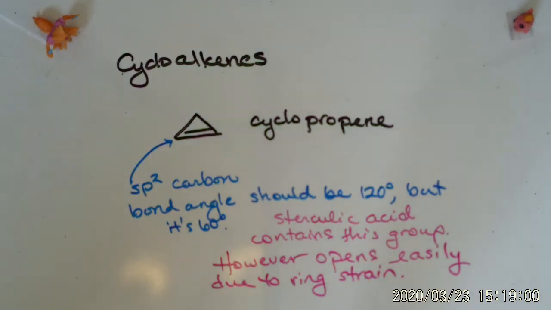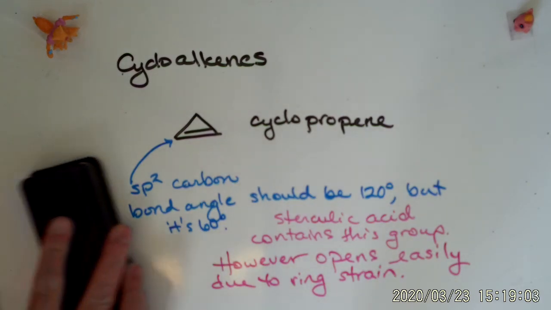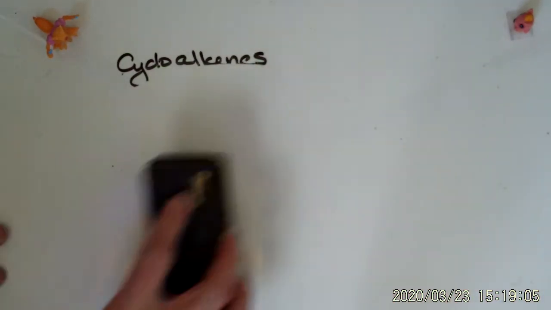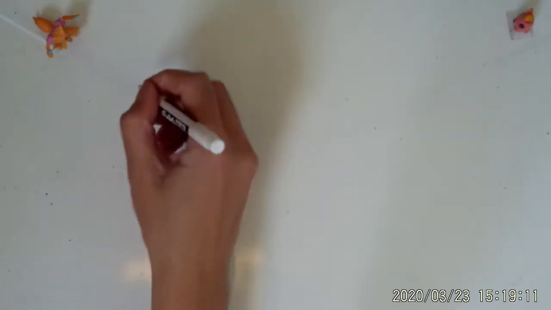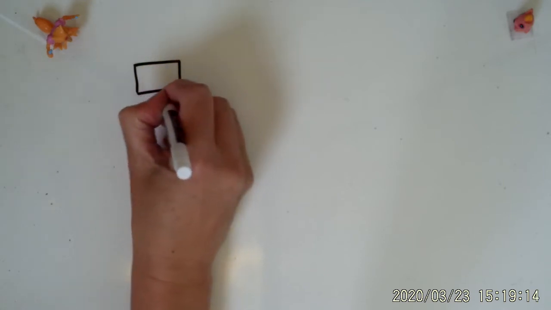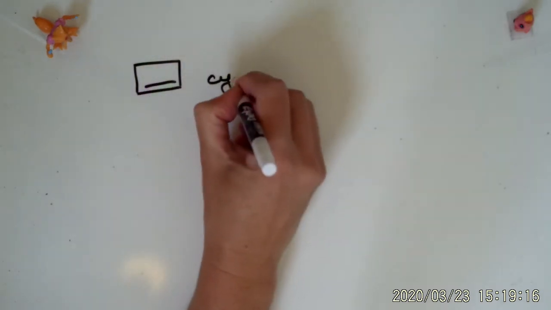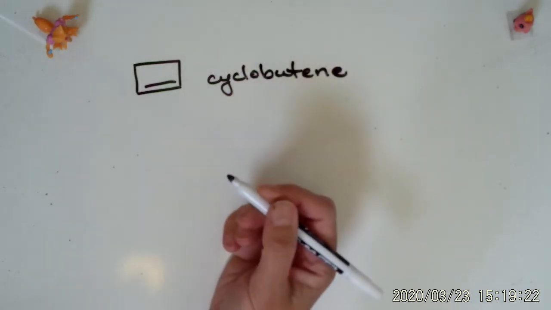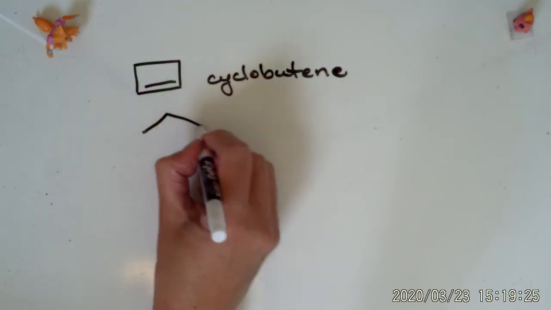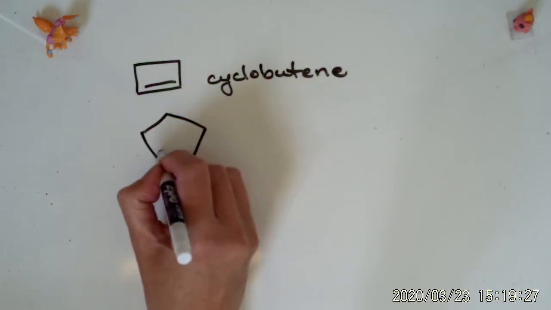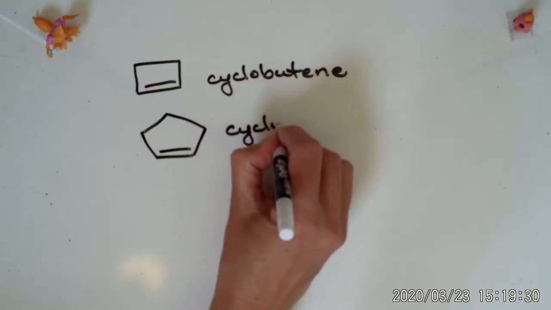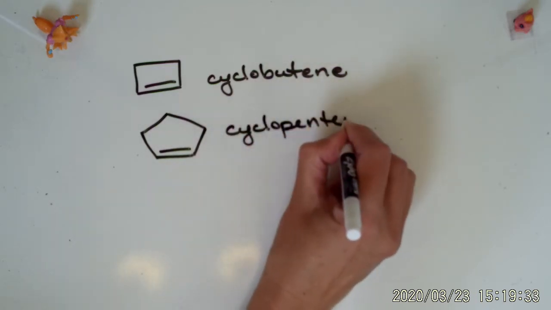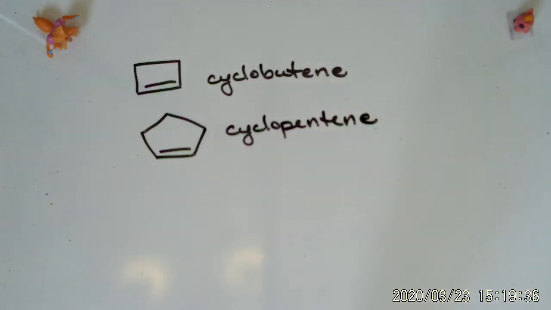So that's a cyclopropene group, and we know it has a lot of ring strain. If you look at cyclobutene, this also has a lot of ring strain. Okay. If we look at something like cyclopentene, okay, this is much more favorable over cyclobutene.